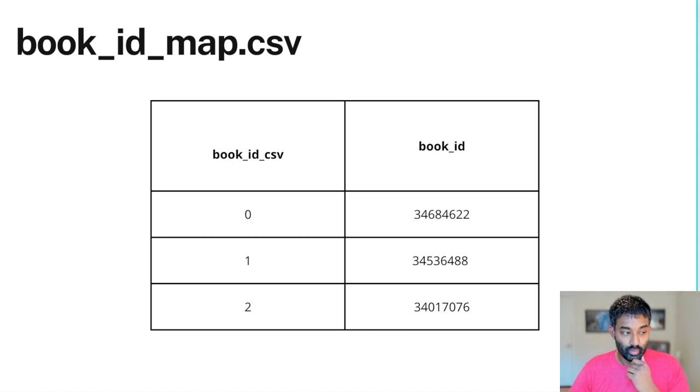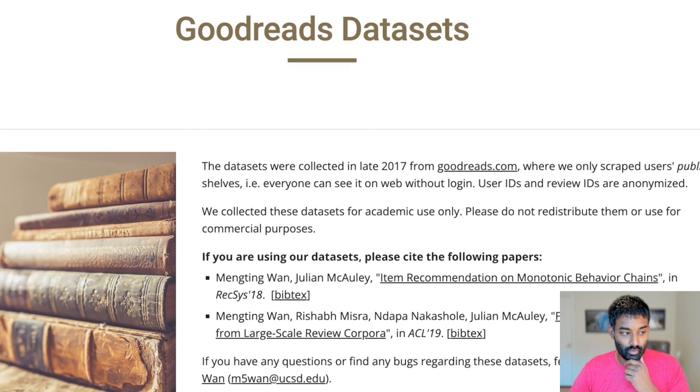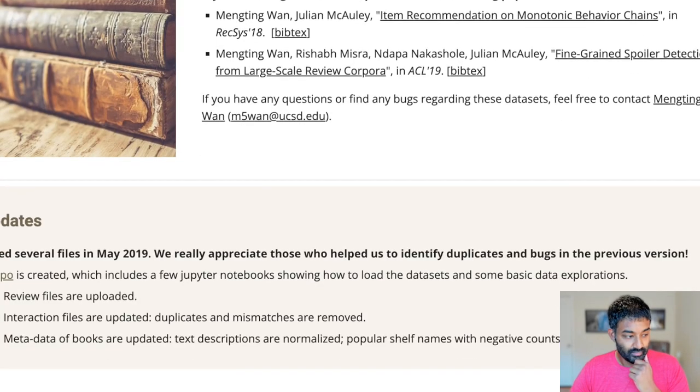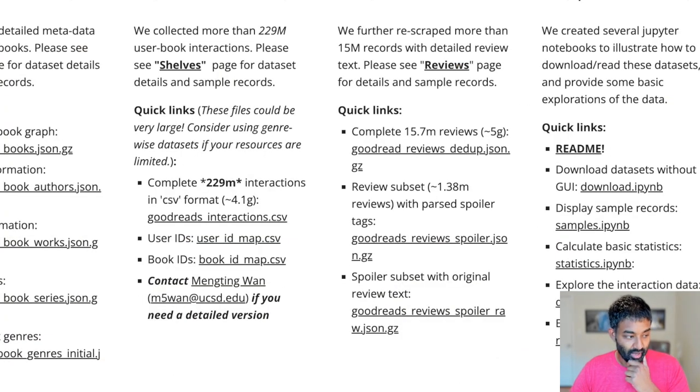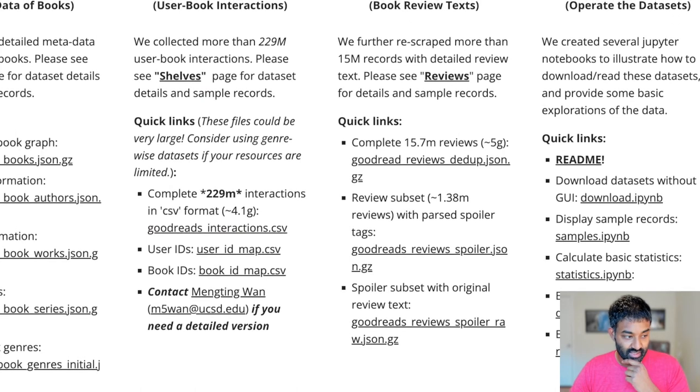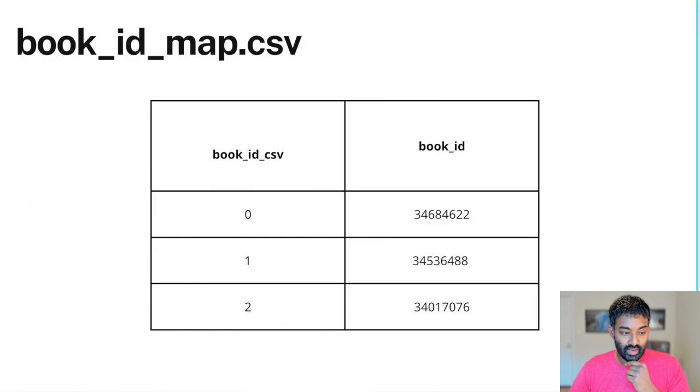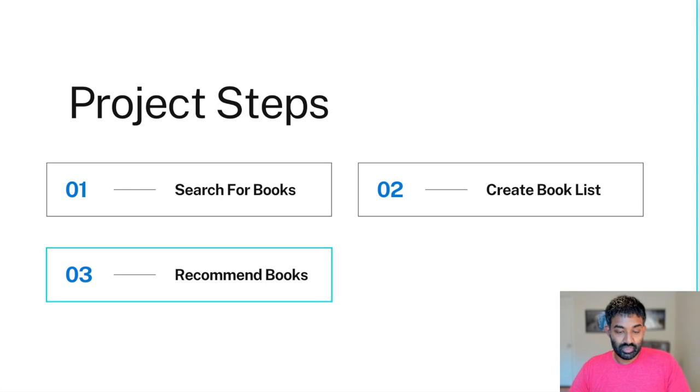And if you go to the website I showed you earlier, the UCSD website, if you scroll down, you'll see these sections at the bottom where you can download these data sets by clicking on them. All right, so the project steps we'll be doing roughly are these three steps. First, we're gonna search for the books.